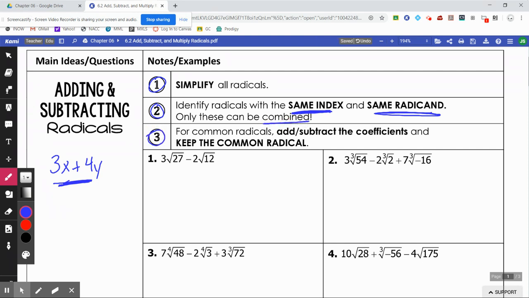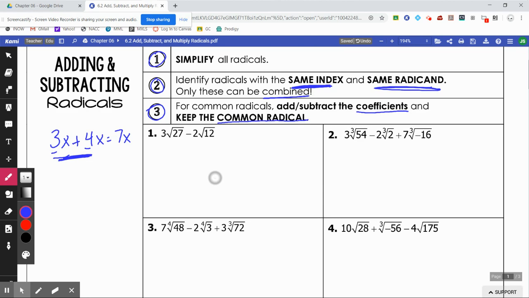Step number three, for common radicands or radicals, add or subtract the coefficients and keep the common radical. The same way it would look if this was 3x plus 4x. You add the coefficients and you get 7, and you keep the x, right? That works the exact same way.